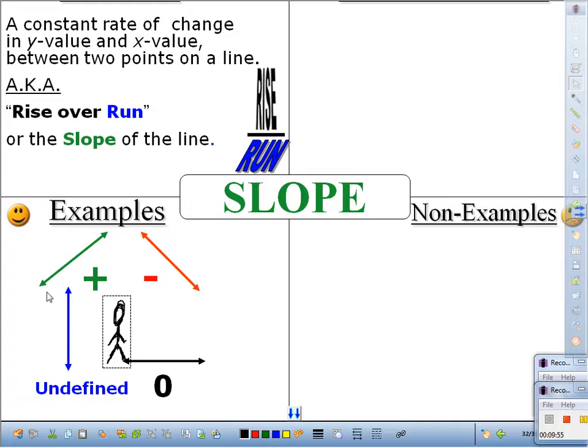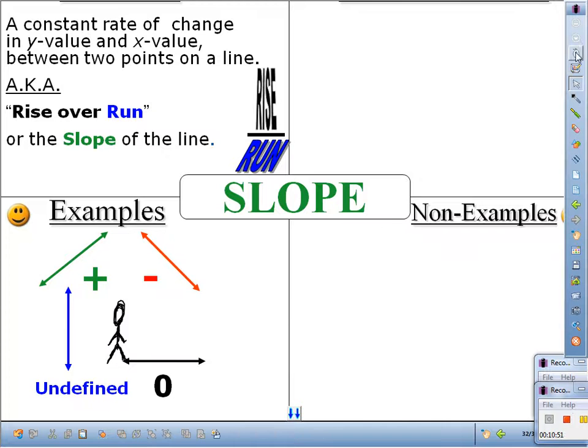Positive, negative, undefined, and zero. So, in order for me to go completely up, completely down, it has to be what? Constant. It cannot stop. It has to be constant. The same thing here. Everybody understand?